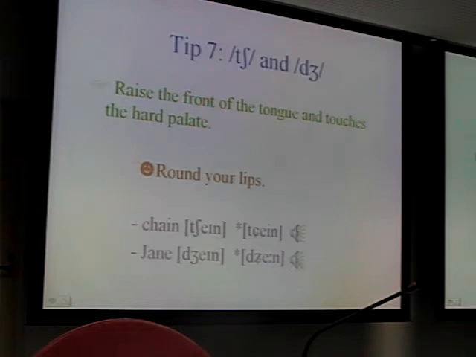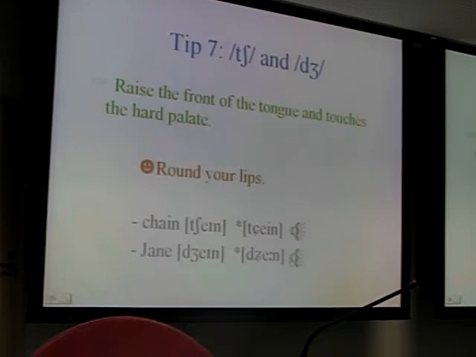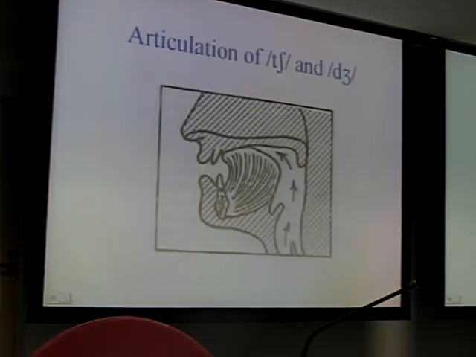"Jane." Yeah, the same. So an alveolo-palatal affricate was used, and also the diphthong is pronounced as a monophthong, "jan." So you have to pronounce it as "ja," not "jan," okay? You have to touch the hard palate with the front of the tongue.